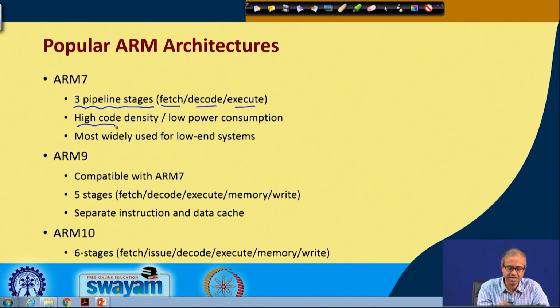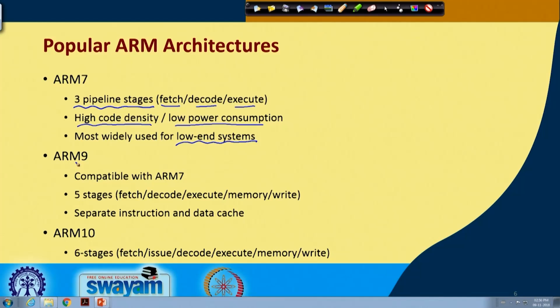So, it supports high code density, I told you, low power consumption, and for low end systems where very high power is not required, this ARM 7 is a very popular architecture. You do not need very high power ARM processors everywhere. Whatever you need inside a mobile phone, you will not need possibly inside a refrigerator. You need very simple kind of calculations there, right.